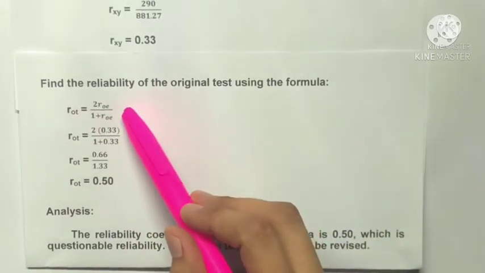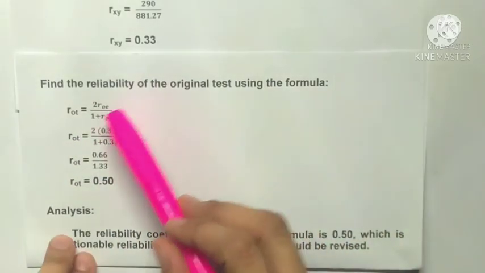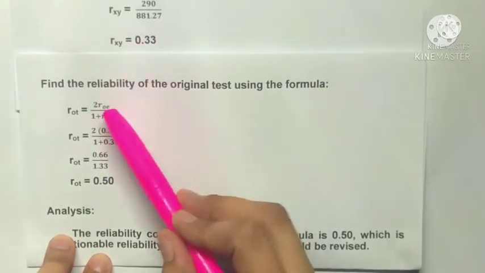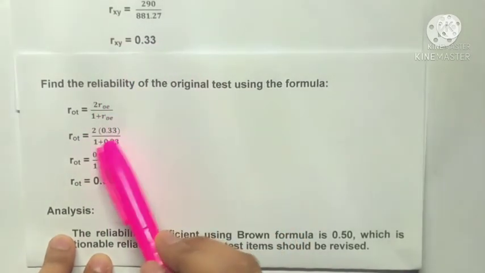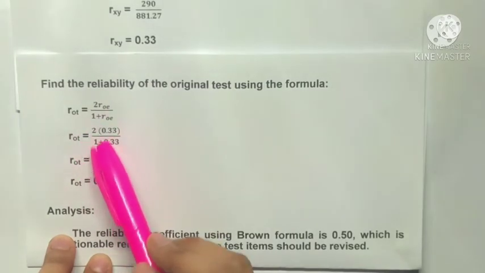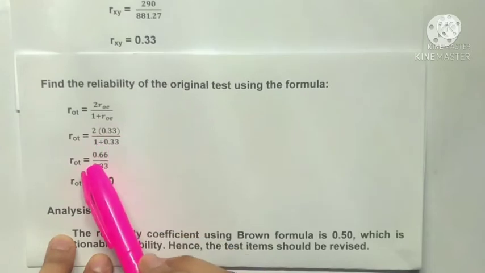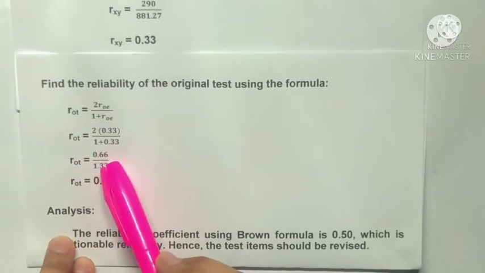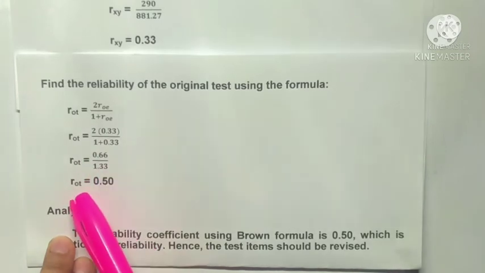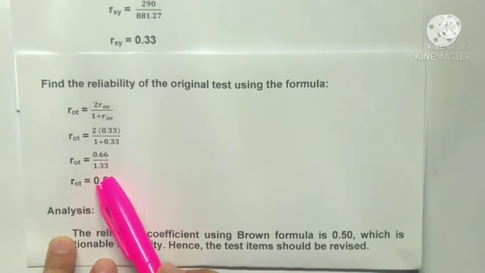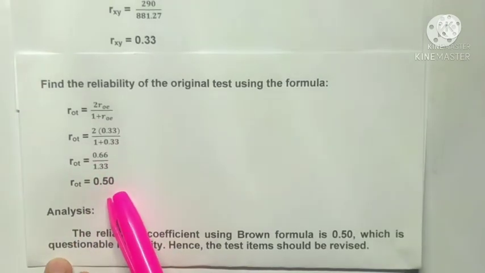So we have here the Spearman-Brown formula. So we will just copy 2, and then the result is 0.33. So we will just substitute it here, over 1 plus 0.33. So 2 times 0.33 is 0.66 over 1 plus 0.33 is 1.33. So we have here 0.50. 0.66 divided by 1.33 is 0.50.